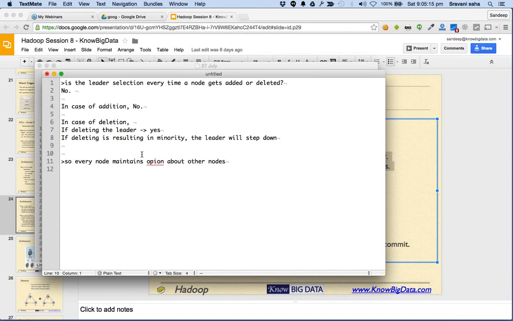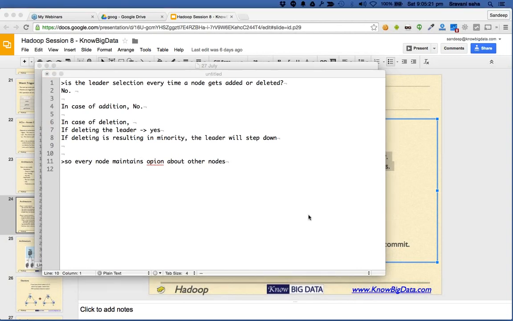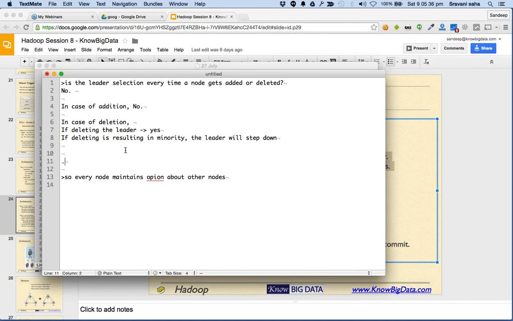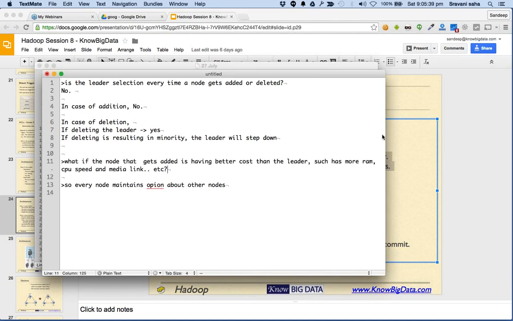Therefore, otherwise the leader will continue to whosoever it is. All right, good. Now Damodaran's question is a further follow-up question. I'll come to Arvind's question later. What if the node that gets added is having better, still the current leader will continue.